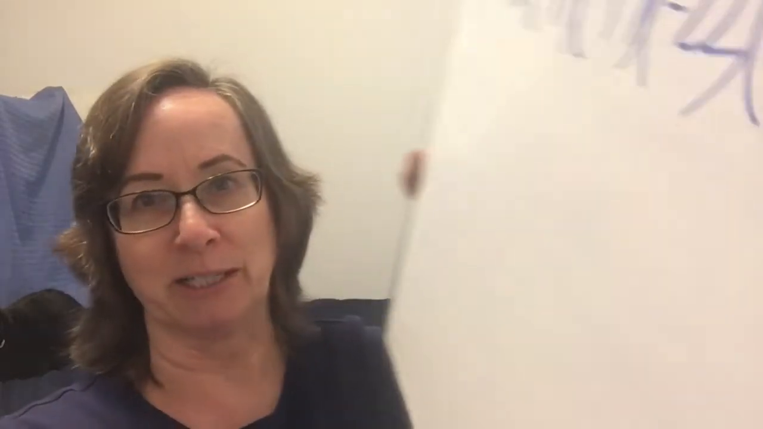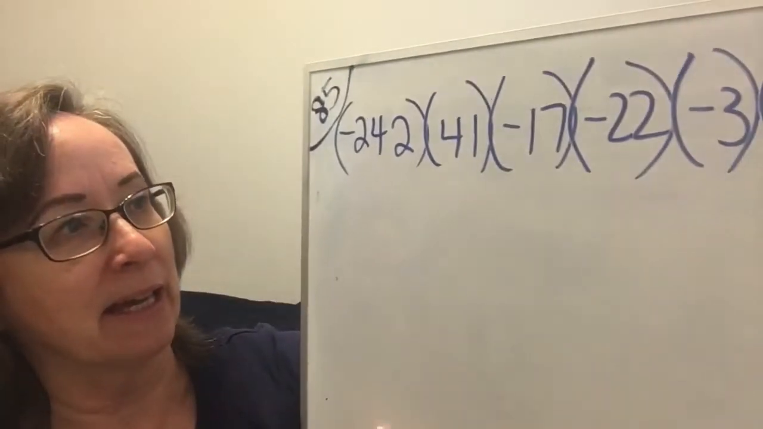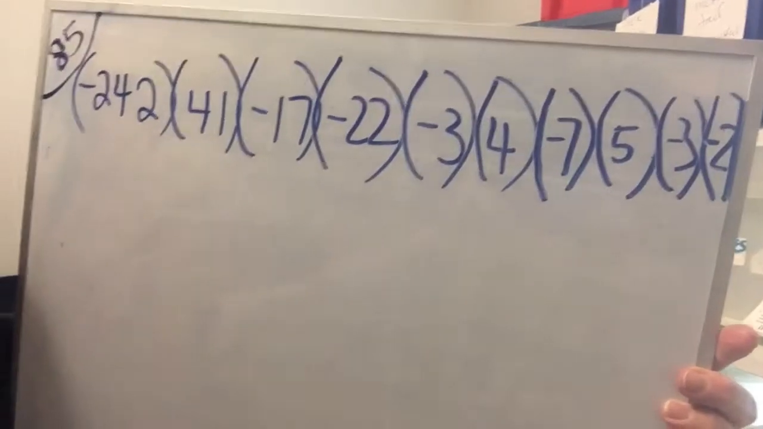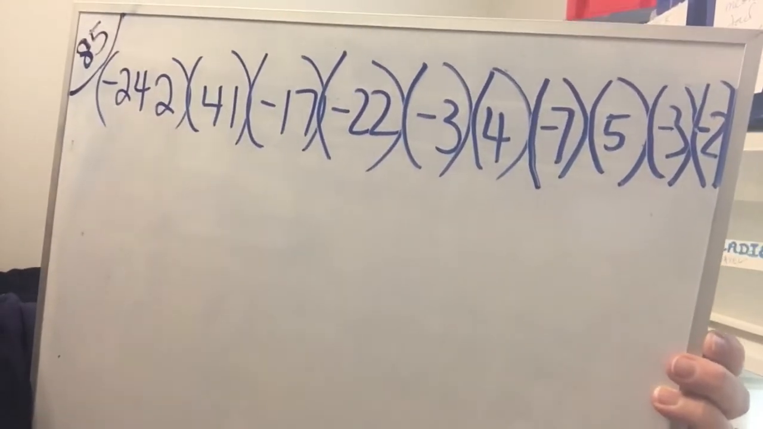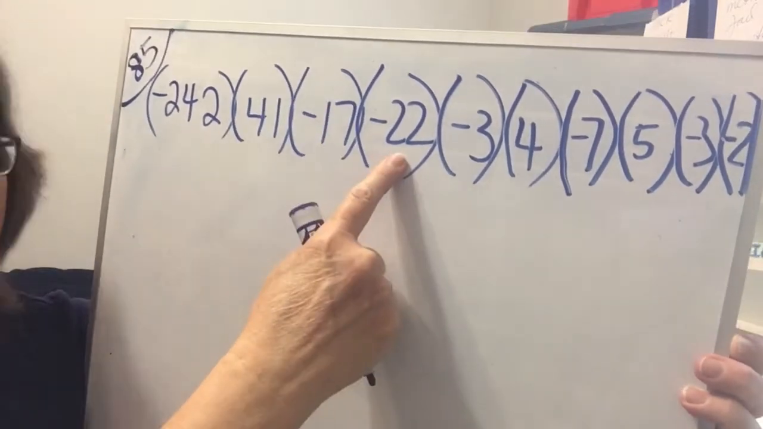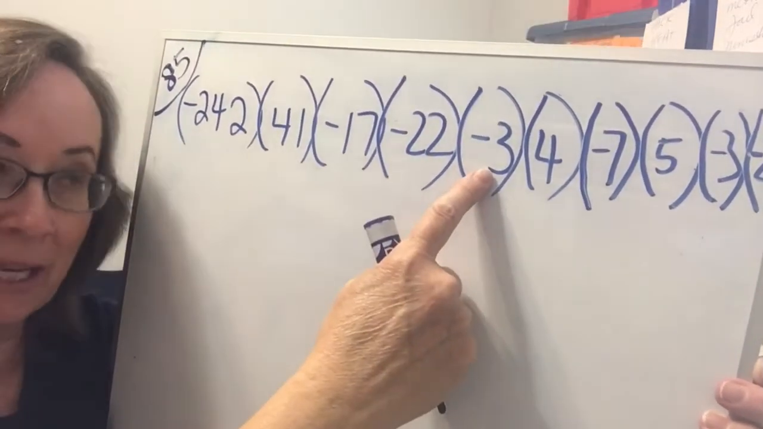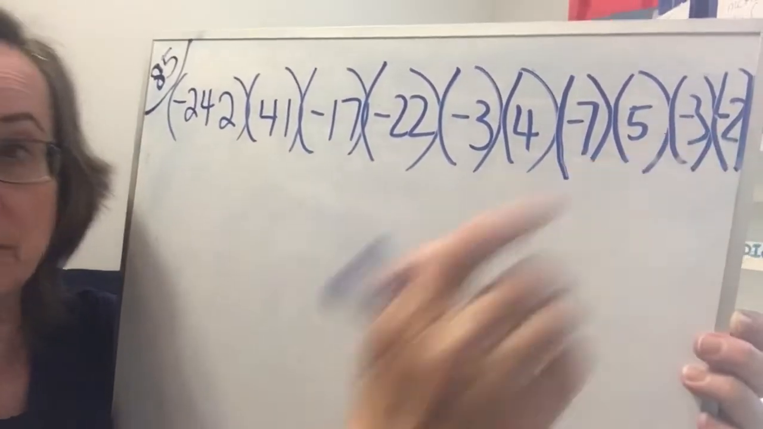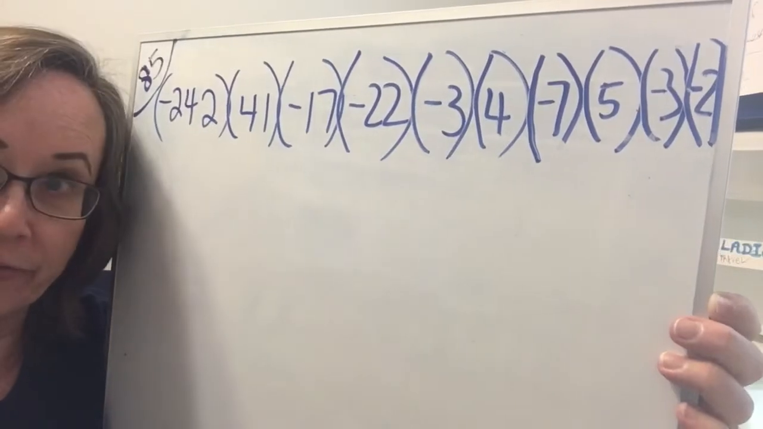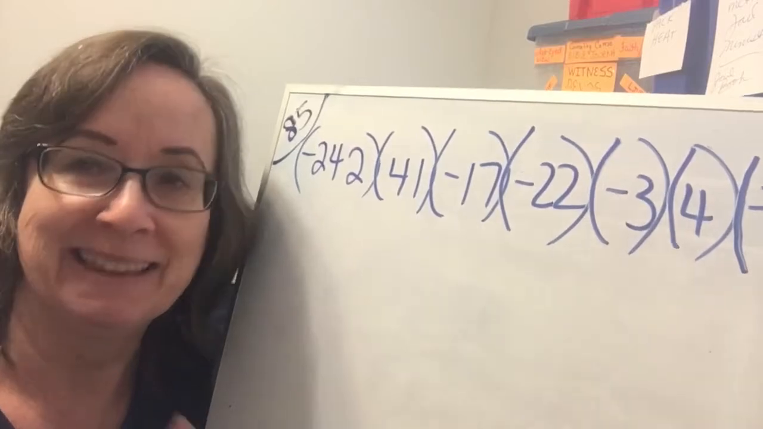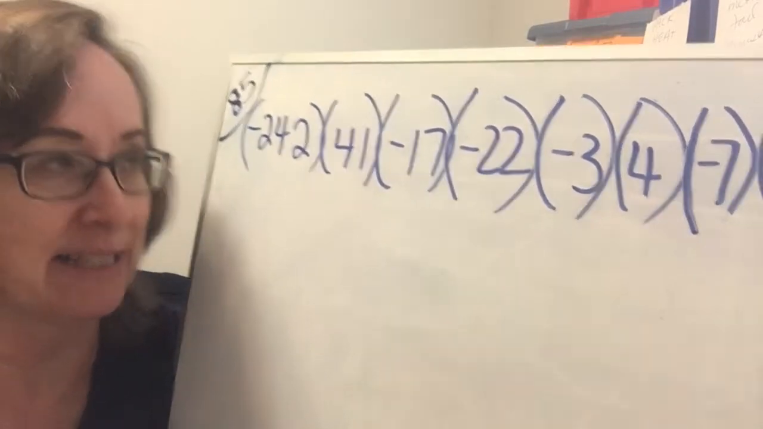Okay? Now, the last example, I'm not going to do the whole thing because to me it looks a little bit ridiculous. Okay? But what we are going to do, so we have a negative 242 times 41 times a negative 17 times a negative 22 times a negative 3 times a 4 times a negative 7 times a 5 times a negative 3 times a negative 2. Well, goodness. I'm going to get out my calculator. But let's figure out the signs, okay?